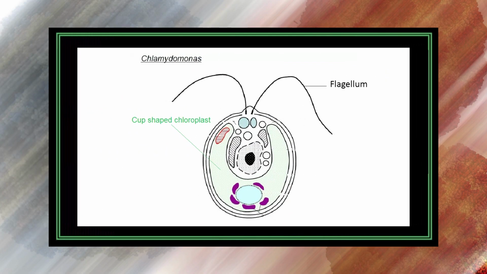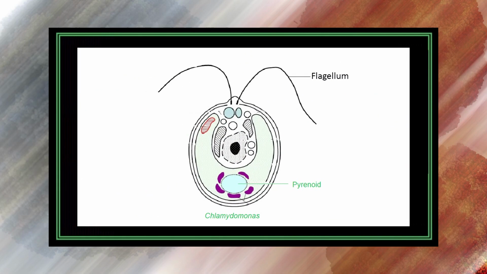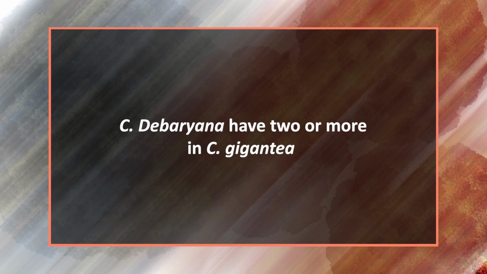Now, chloroplast. It is single, cup-shaped, possessing a proteinaceous body called pyrenoid at its center, which plays a key role in polymerization of glucose to starch. Most species have a single chloroplast, but few species like Chlamydomonas eugametos have two or more. Chloroplast contains chlorophyll a and b. Cell has two contractile vacuoles which lie at the base of flagella and play a role in excretion and osmoregulation.